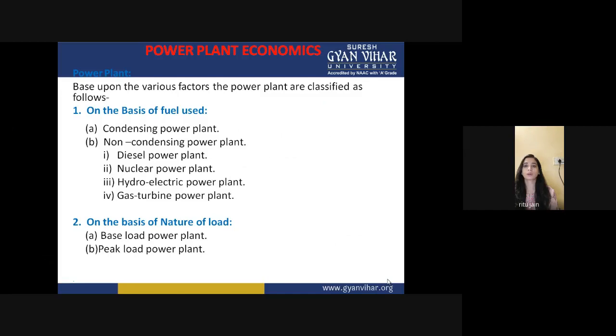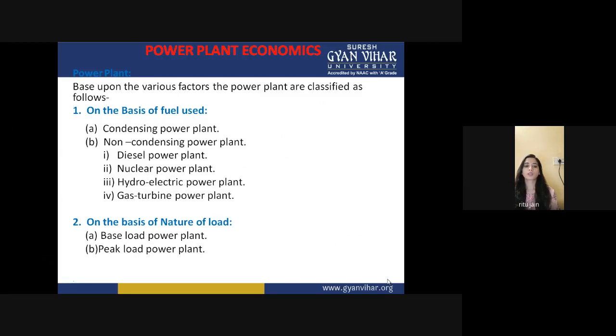In a diesel power plant, you are using diesel. In a nuclear power plant, you are using uranium. In a hydroelectric power plant, you are using water. And in a gas turbine power plant, you are using gas.